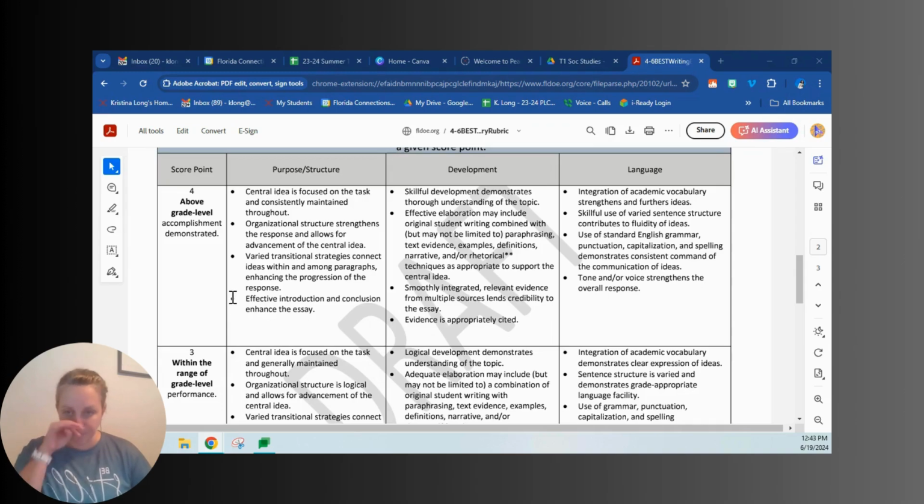So you want to think, okay, first of all, remember we talked about your thesis statement. That's your central idea statement. That's what your whole essay is about. Your central idea is focused on the task, that means on the prompt, and it's consistently maintained throughout. That means that your essay stays focused on the prompt. You don't go off on a tangent talking about something else, okay?